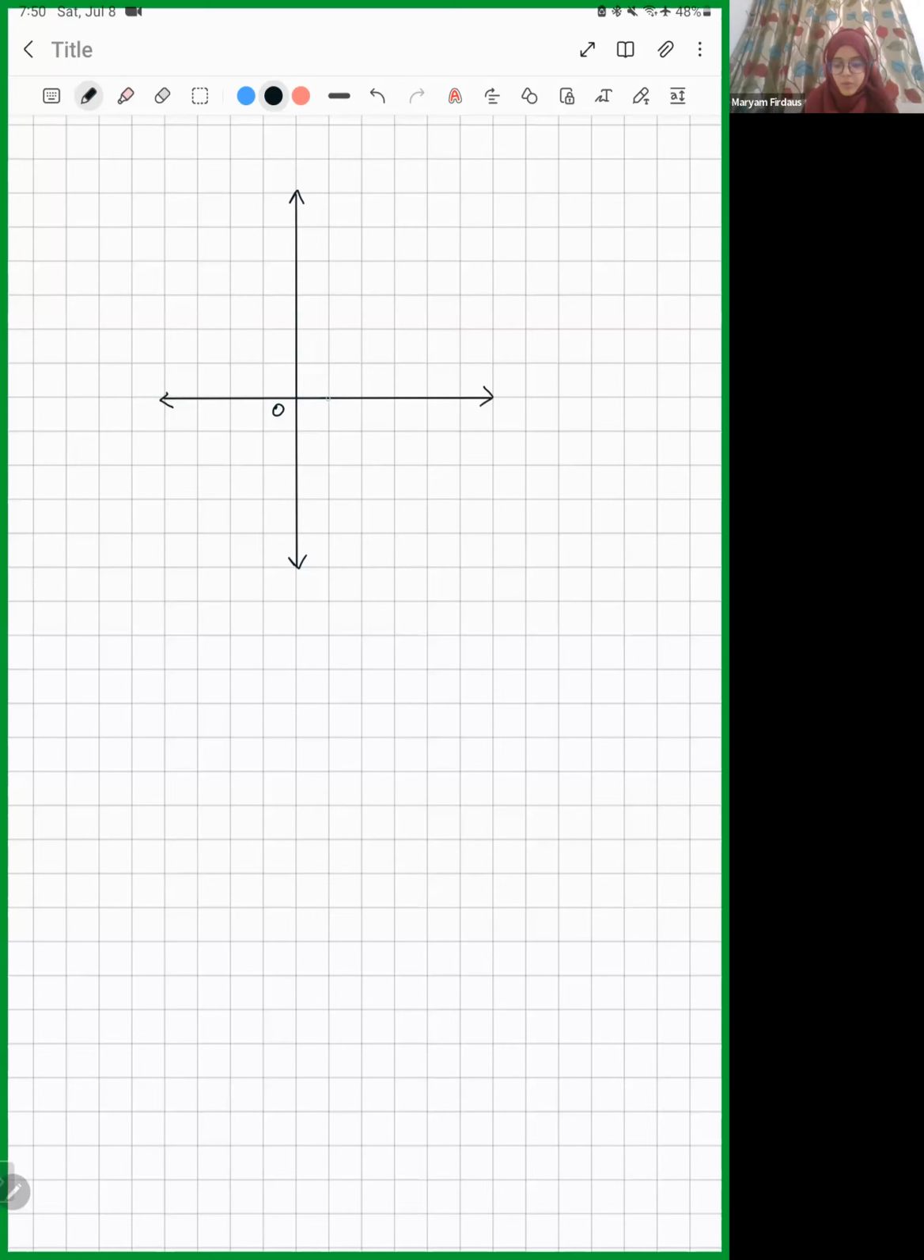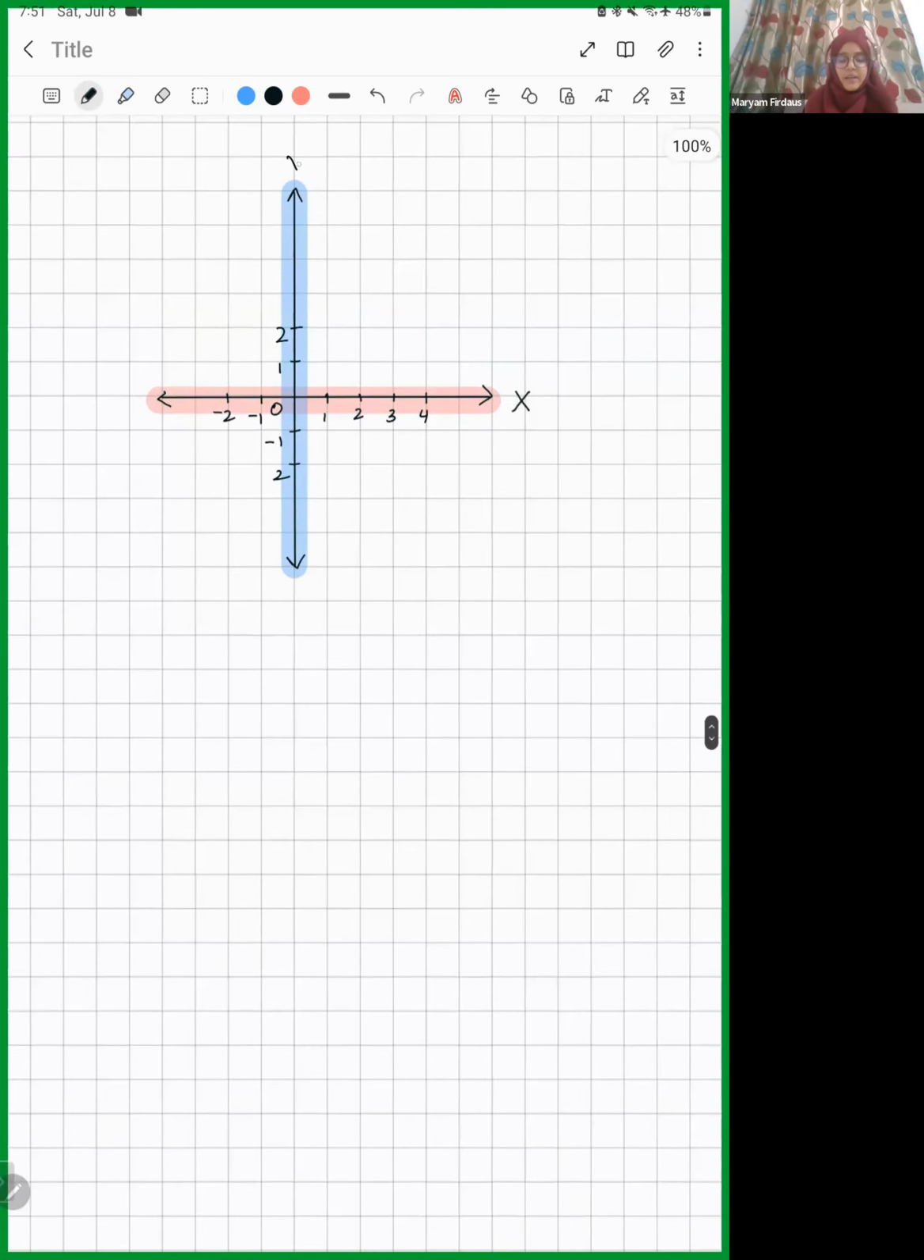We have 1, 2, 3, 4, -1, -2, 1, 2, -1, -2. So just look at both of these lines as separate number lines. Okay, this is one number line. We have negative also, then we have 0, then we have positive. Okay, and then we have another number line which is going vertically. Up direction is positive and downwards direction is negative. So this is called the x-axis and this is called the y-axis.